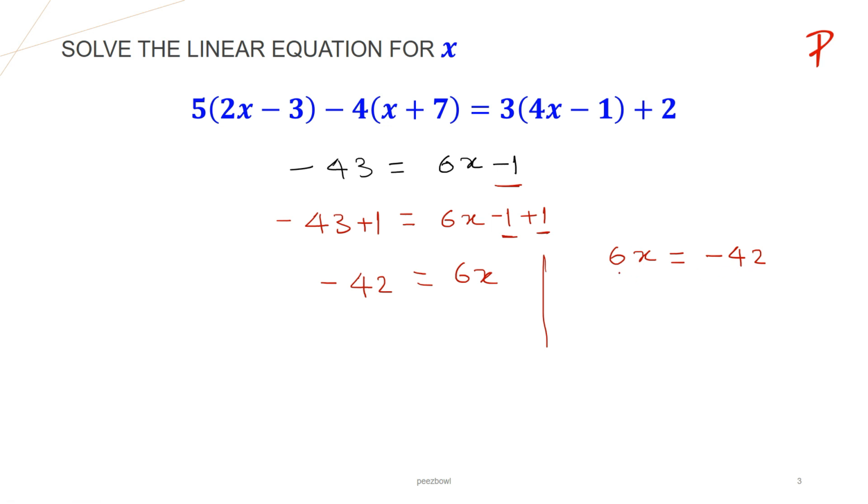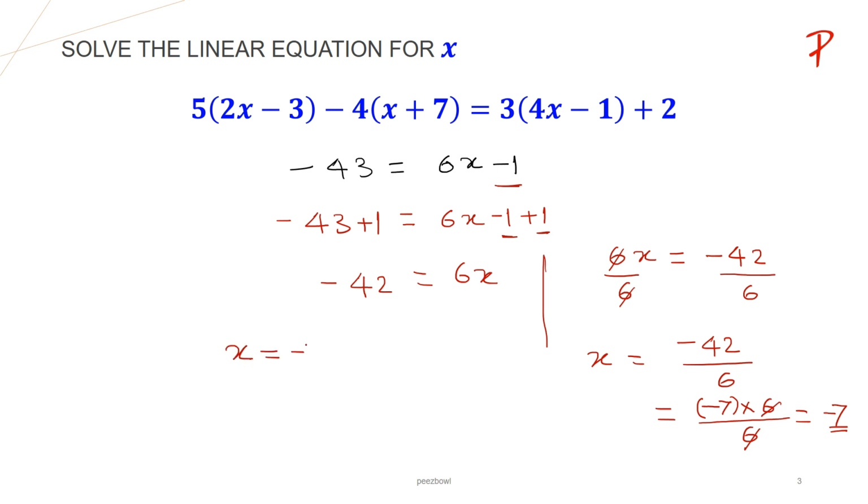Now I have to remove 6 from the left hand side. So I will divide by 6 on both the sides. So this 6 and this 6 will cancel each other, and now we have x equal to minus 42 upon 6. Minus 42 can be written as minus 7 multiplied by 6, and at the bottom we have 6. Let me put minus 7 in the bracket. So this 6 and this 6 will cancel each other, and what we have is only minus 7, right? So we found that the value of x is minus 7. Okay, so this is the answer.